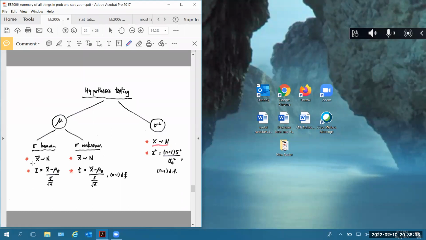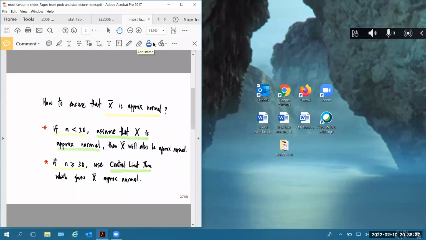But this one here is not so simple. The prerequisite is that you want X bar to be normal, or approximately normal. How do we make sure that we have this? We have this slide here, which is inside our lecture notes. So how to ensure that X bar is approximately normal? It depends on your sample size. If your sample size is below 30, you cannot use the central limit theorem. So what we do here is assume X is normal, then X bar will also be normal.